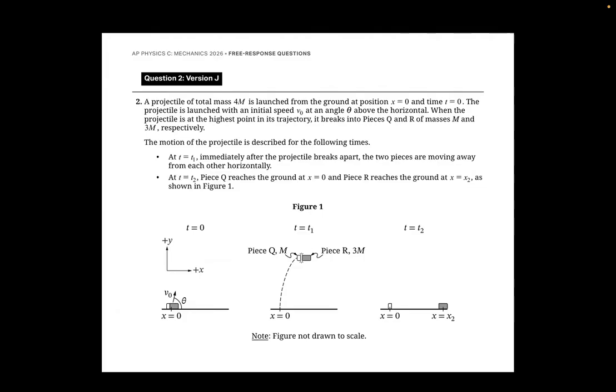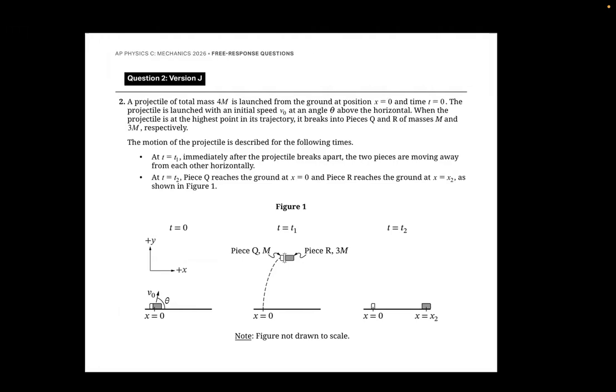And it looks like piece q, based on the figure, is going back towards the left, and piece r is going towards the right at that highest point. So we have two times to consider. At time t equals t1, that's when the projectile breaks apart and the two pieces are moving away in opposite directions from each other. And then the second time is at time t equals t2, piece q reaches the ground and piece r reaches the ground. And it looks like piece q reaches the ground back where it was originally fired from. So it should have the same horizontal speed going backwards at that point as it did going forwards to get to that same point. Okay.